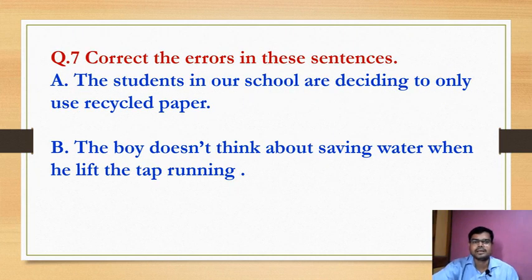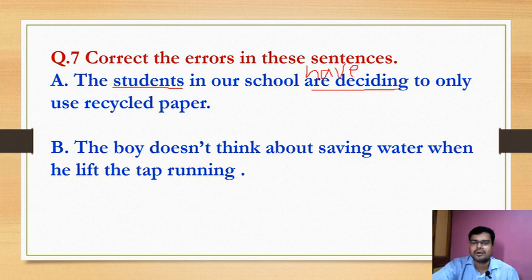Now let's take another question set. We have to correct the errors in these sentences. The students in our school are deciding to only use recycled paper. Now here they have decided something. Okay, the students in our school are deciding to only use recycled paper. Correct. So we have to find out the error in the given sentence. So students are many. So here "are deciding" is wrong. Since they are many, we have to use have.